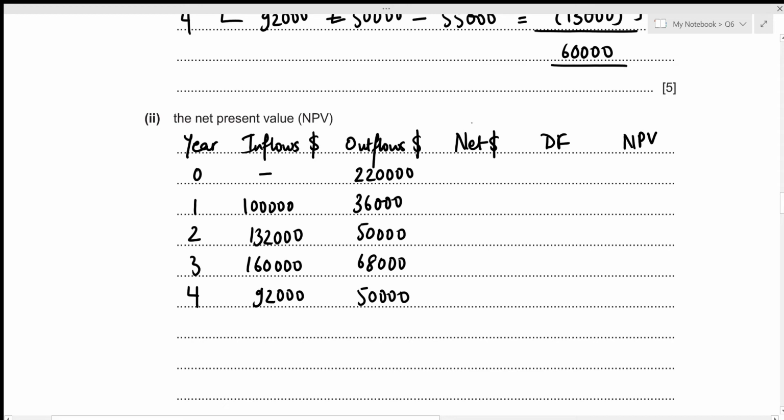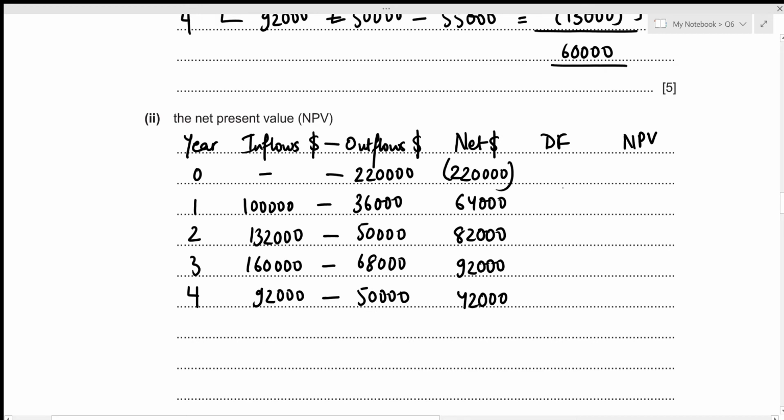Okay, now in order to figure out the net flow, that's just going to be inflows minus outflows. For year 0, that's 0 minus 220,000, which results in the negative balance of 220,000. For year 1, that's 100,000 minus 36,000, which results in 64,000. For year 2, that's 132,000 minus 50,000, which results in the net value to be 82,000. For year 3, that's 160,000 minus 68,000, which results in the net value to be 92,000. And for year 4, that's going to be 92,000 minus 50,000, which results in the net value to be 42,000.